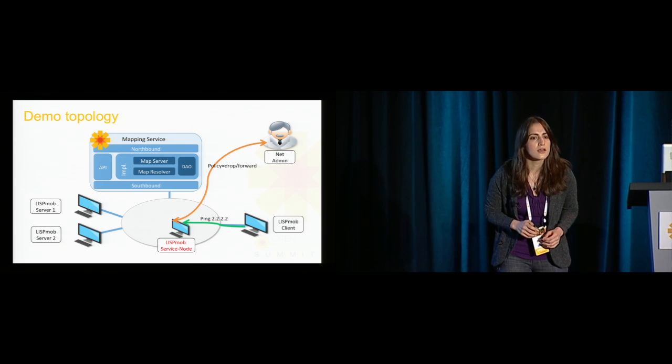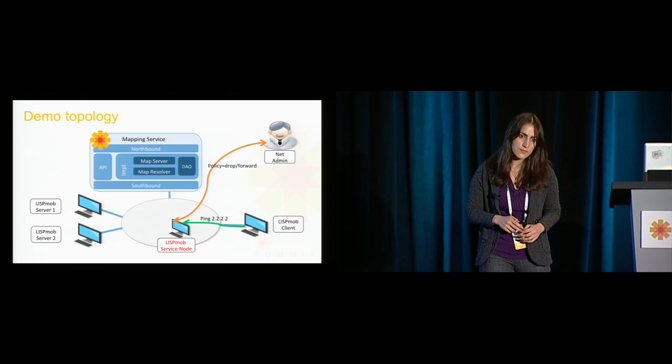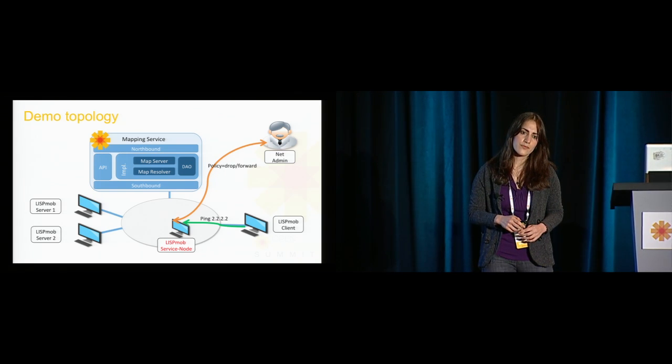When the traffic is directed towards the service node for services, is the policy programmed on the service node directly, or does the service node have to go up to the mapping system to find what has to be done?